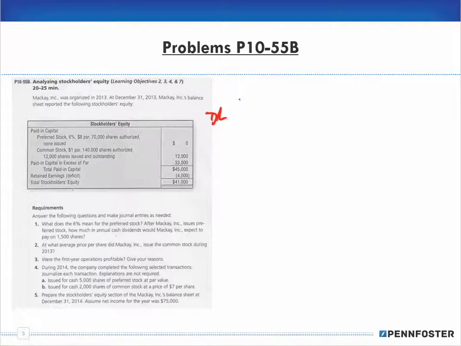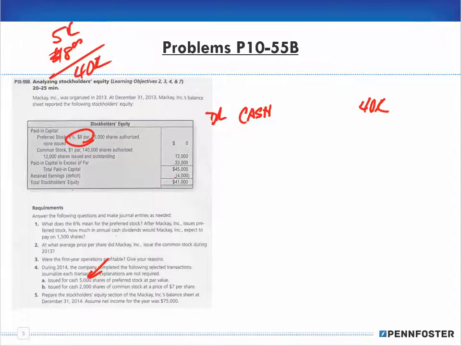If they're issuing preferred stock, that means we're going to get cash, and we had 5,000 shares at $8 per share, which is $40,000. So we're going to debit cash 40,000. Okay, there's the $8 par, and again, it says 5,000 shares. So 5,000 times $8 is $40,000, and we will end up crediting preferred stock for the 40,000.